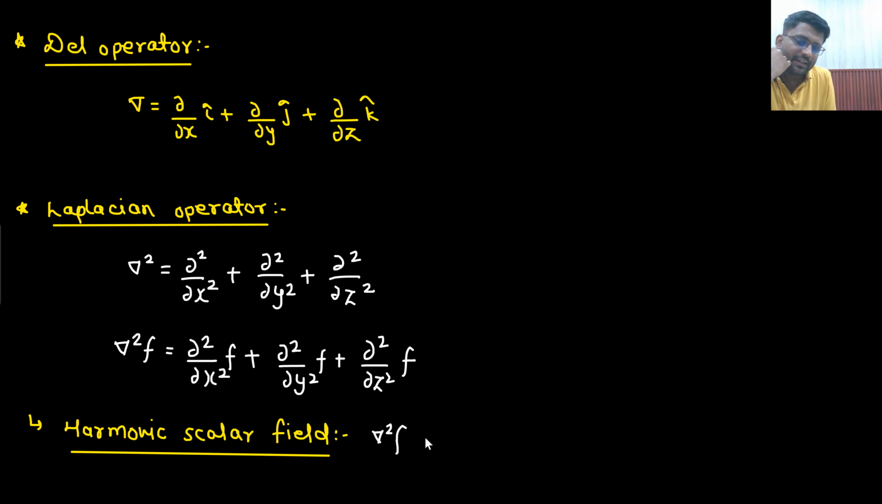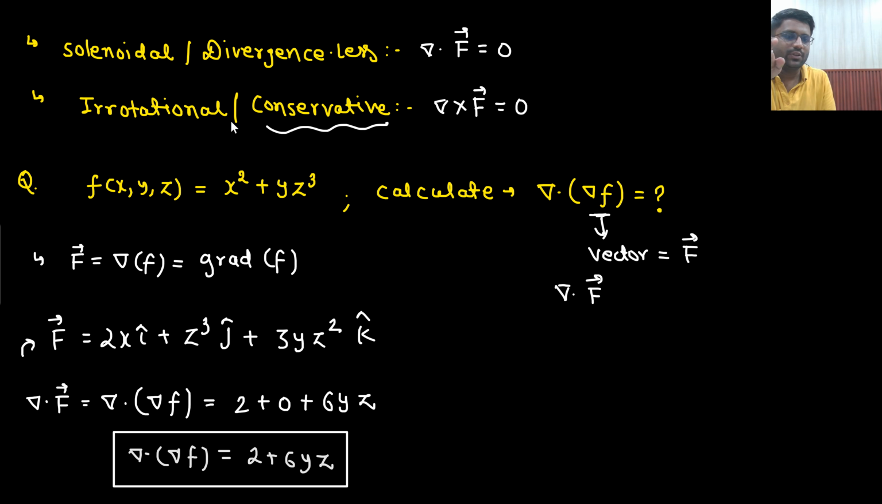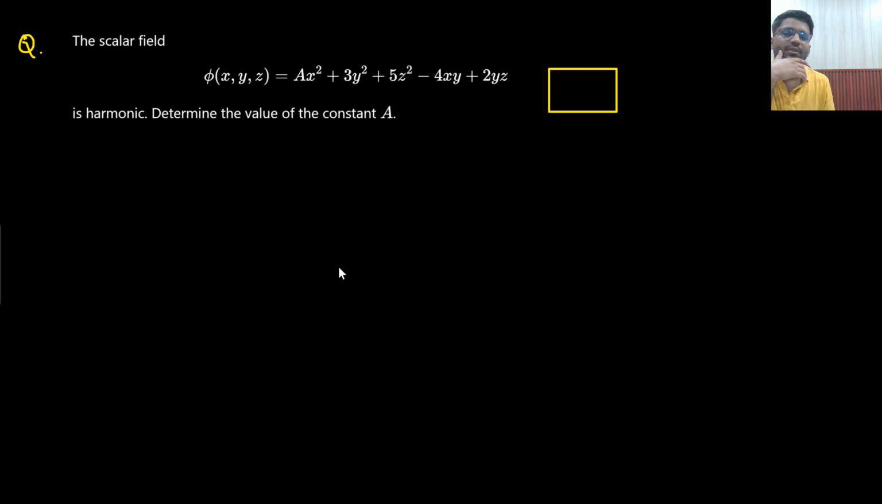What is the meaning of harmonic vector field? Harmonic vector field means Laplacian is 0. Sorry, harmonic scalar field, not vector field. What is the meaning of harmonic scalar field? That its Laplacian is 0. That's it. So what have we studied? Solenoidal, irrotational and harmonic. Solenoidal was del dot f equals 0. Irrotational was del cross f equals 0. And harmonic scalar field means del square f equals 0.